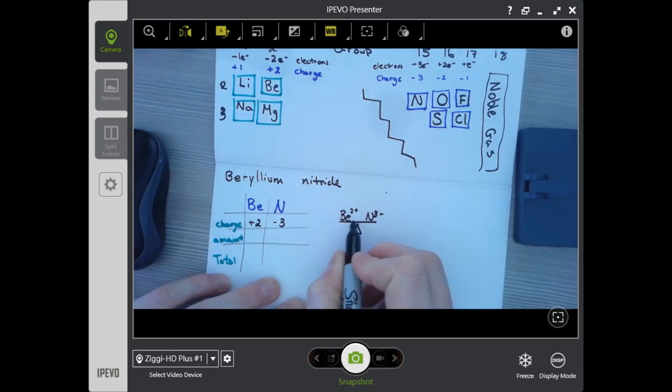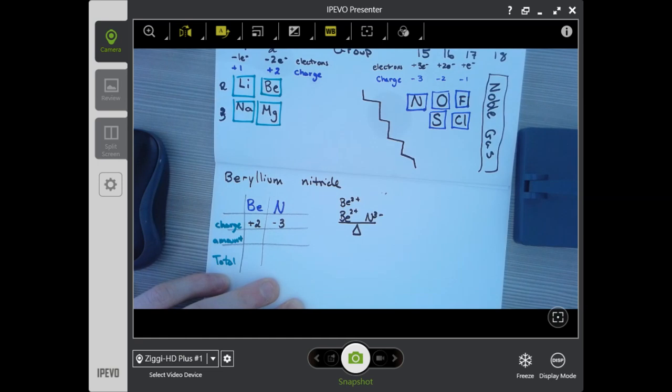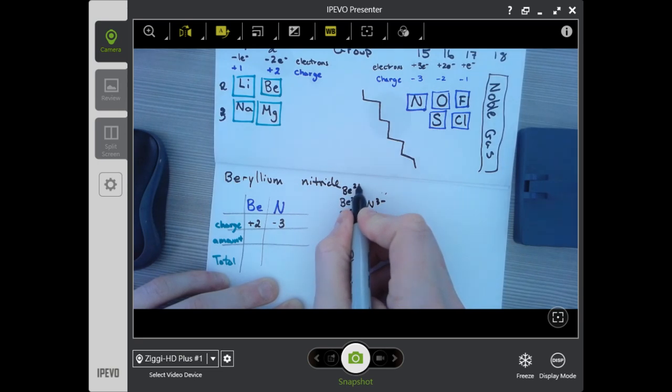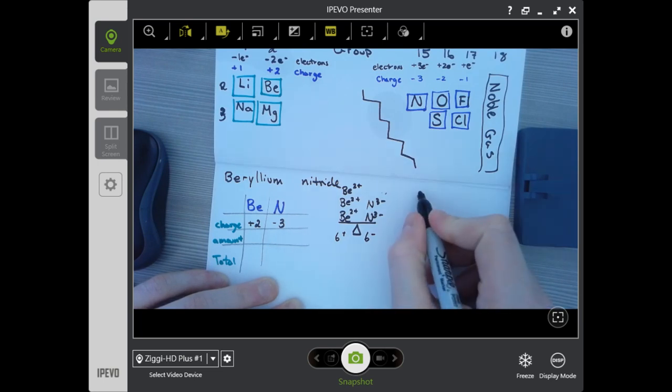So here we have only 2 positives, but we have 3 minuses. So we need more positives. So we could add 2 beryllium. So 2 plus 2 plus, now we're at 4 and 3. Now we need more nitrogen. Now we have 6 and 4. We need more beryllium. Now we have 6 and 6. Now we're balanced.